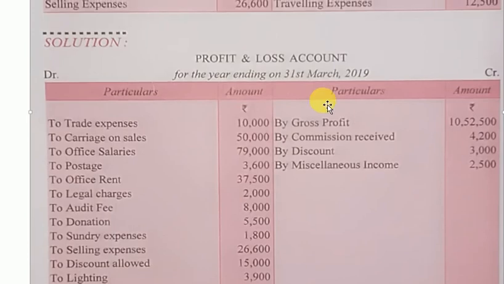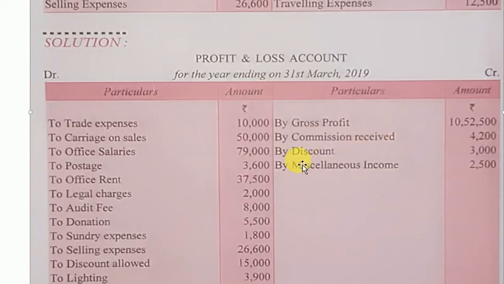Now let's proceed towards the credit side of profit and loss account. The item in your credit side of profit and loss account is by gross profit, this is 10,52,500. And another item, that is commission received. As I have told you, indirect income will be recorded in the credit side of profit and loss account. So this is your indirect income, like commission received, and 4,200 will be recorded in your credit side of profit and loss account.